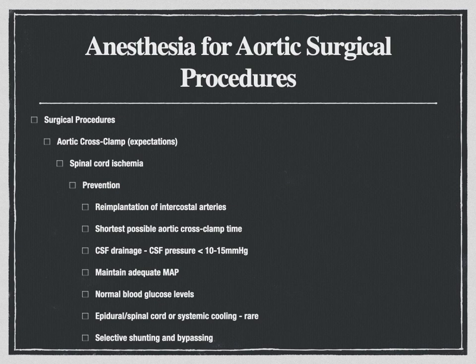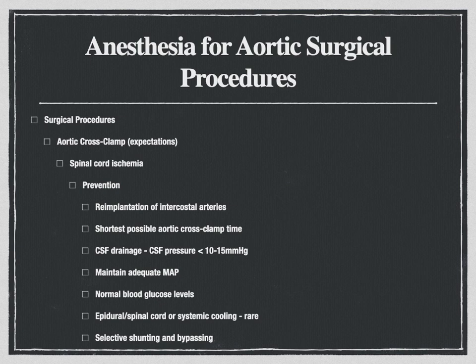That goes on many levels, not just for the prevention of spinal cord ischemia, but ischemia to any organ distal to that aortic cross clamp. CSF drainage, you can do this by placement of a spinal drain. That would be done pre-procedure. You're trying to maintain pressures less than about 10 to 15 millimeters of mercury. You can drain up to 10 milliliters of CSF per hour if needed to make that happen.